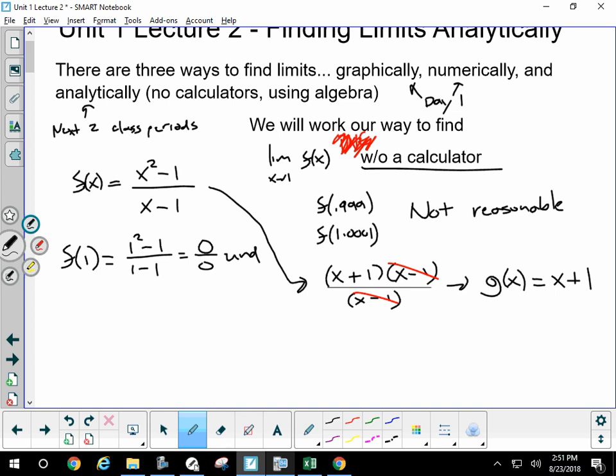And what's great about g, unlike f: I couldn't plug in 1 into f. I got 0 over 0. Don't know what that is. But I can plug in 1 into g, and I get 2. Okay, great. 2, is that my answer?